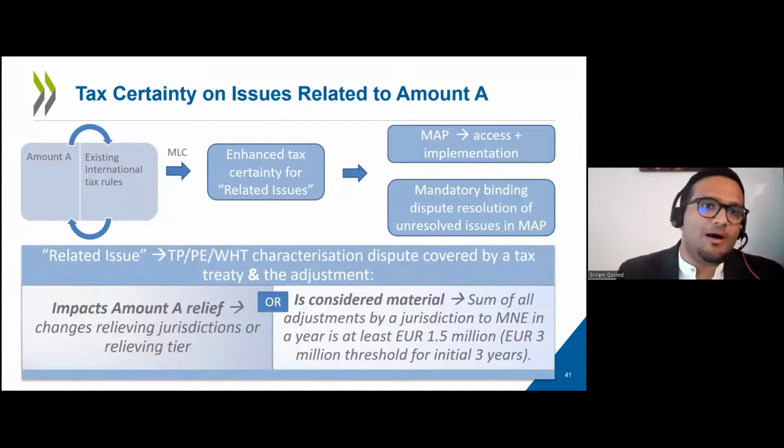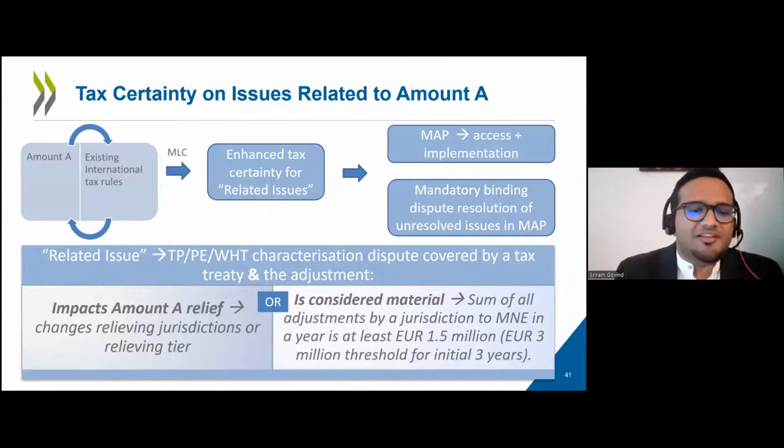So as you know, Amount A coexists with the existing international tax rules. And so the MLC contains improved tax certainty processes for disputes under existing tax treaties that could affect Amount A, which we call related issues. So we did hear earlier from Chris that, for example, transfer pricing cases or adjustments or withholding tax adjustments would be made into the elimination tax space. So these cases which would end up having this sort of knock-on effect on Amount A would be given tax certainty through the MLC as well.